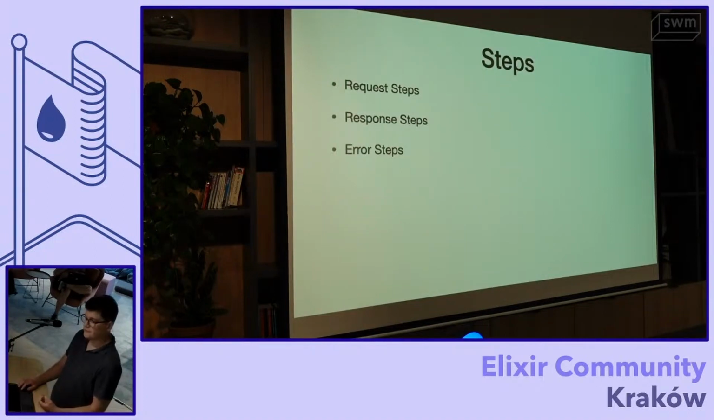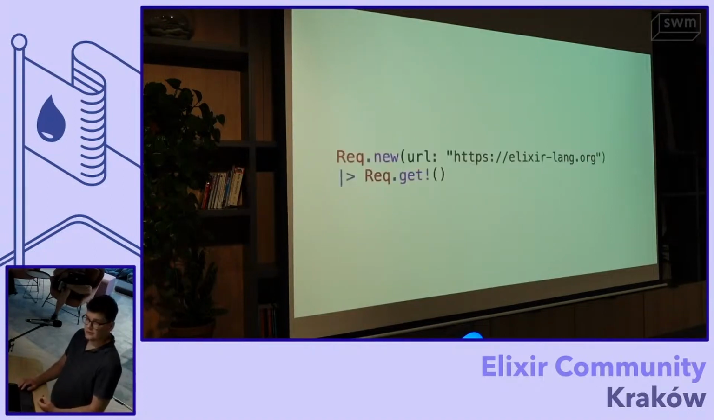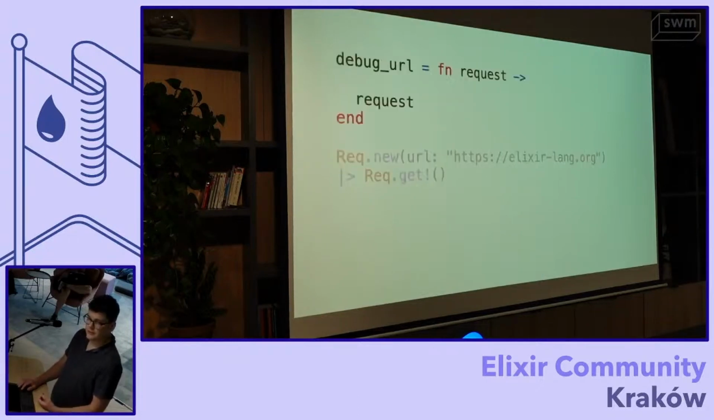So again, we have 3 different kinds. Let's build a very simple step. So here we are just making a request to this website. Let's build a step that just adds some debugging statements. So a step, again, just a function, takes a request, returns a request. Let's just inspect the URL.